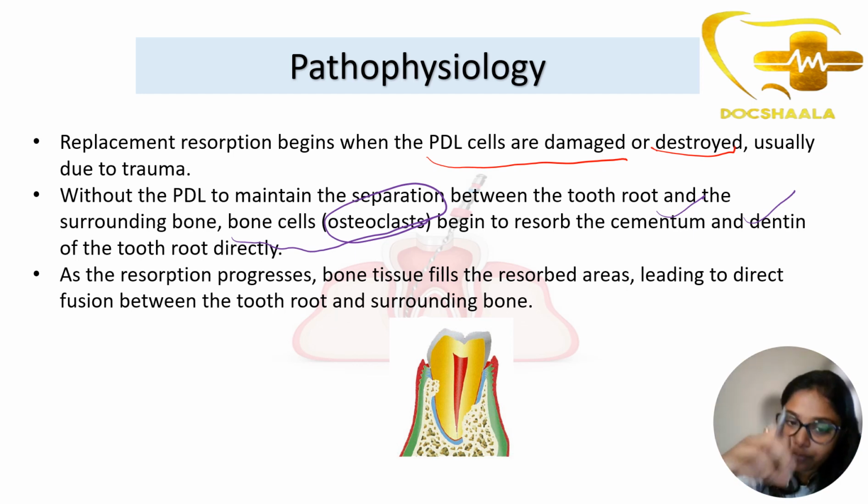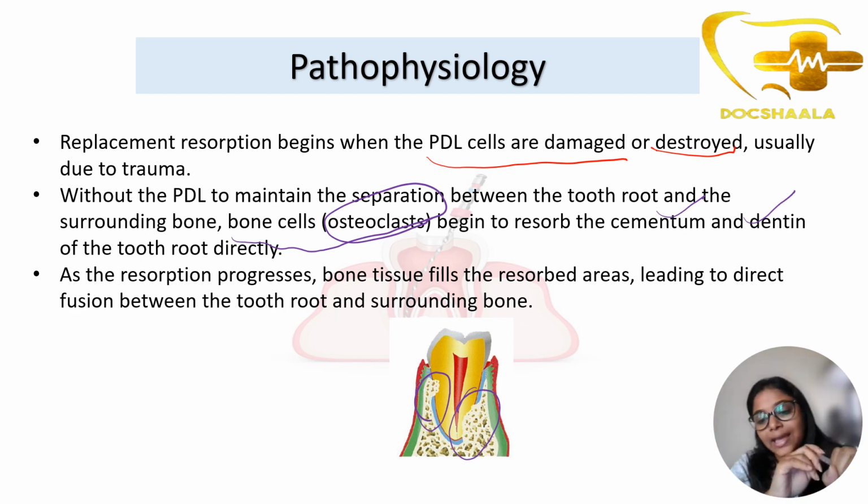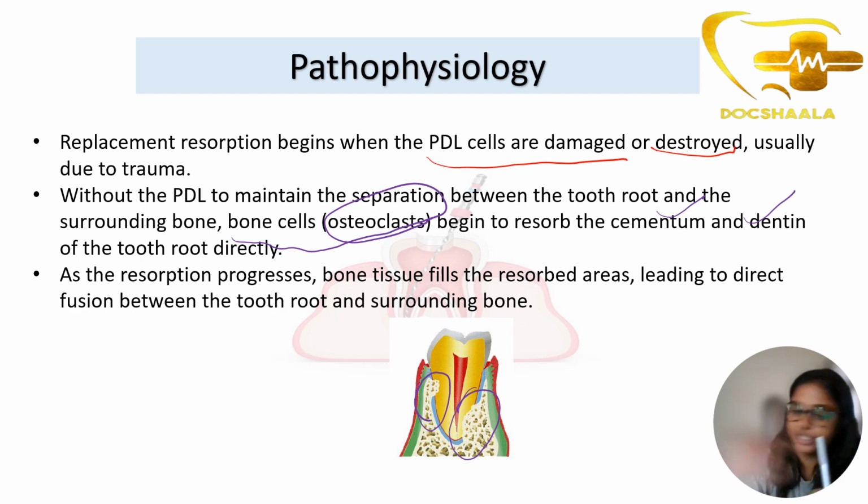As the resorption progresses, bone tissue fills into the resorbed areas, which leads to direct fusion of the tooth root to the surrounding bone. That is why this tooth is not movable. It doesn't have any cushioning effect which would be provided by the PDL. That's why this is called replacement resorption: the cementum and dentin are replaced by bone. This is what happens in replacement resorption.